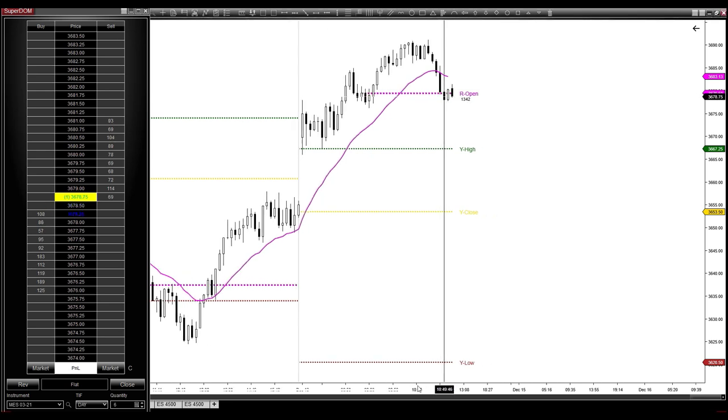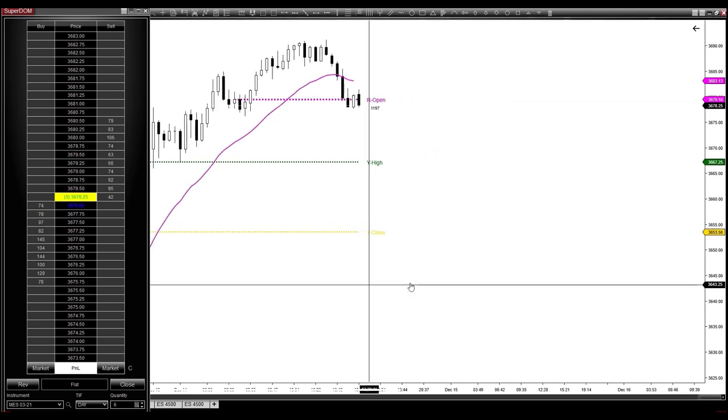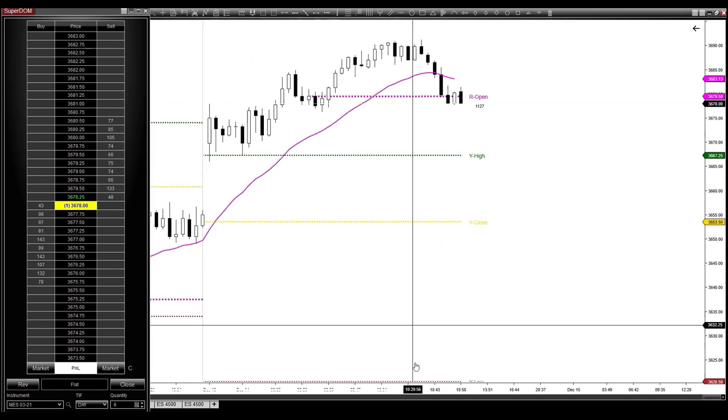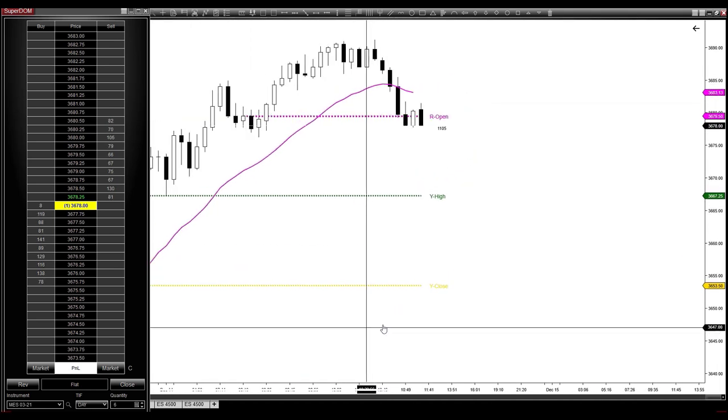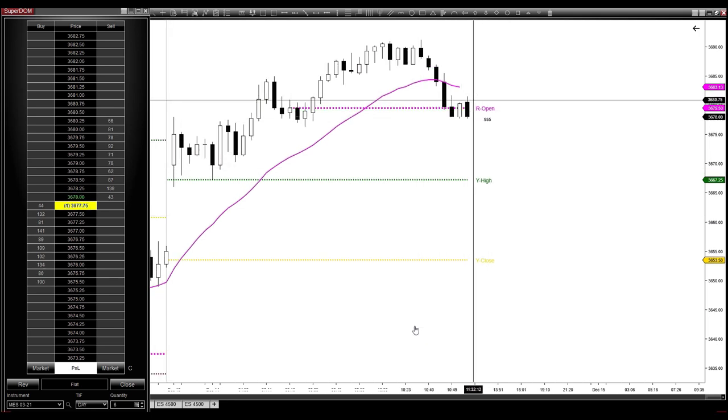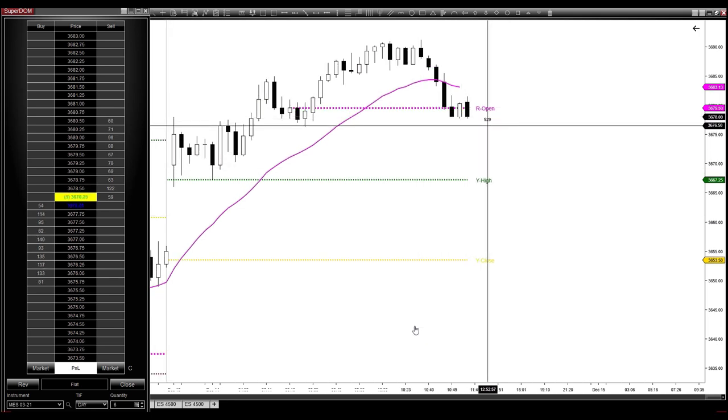We do have about 1300 ticks left, and let me kind of zoom in a little bit so this is a little bit clearer to see. Bear with me for a second. So there we go. So here's our price action. We've got about 900 ticks left.